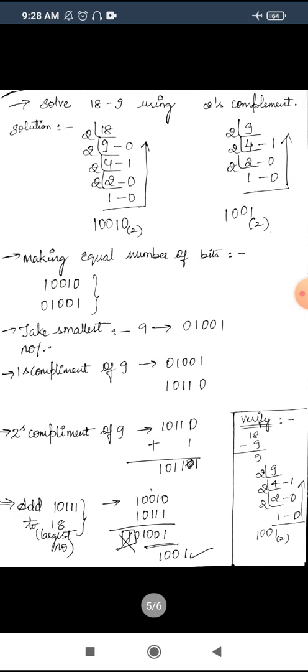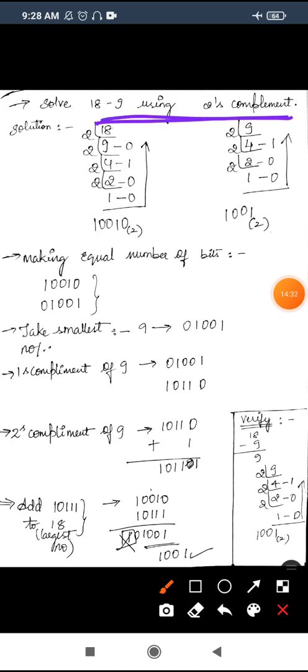Okay. So next you have to perform 18 minus 9, that is subtraction, using 2's complement. So for this question also you have to convert the given numbers 18 and 9 to binary numbers first. So by performing division of 18 you get the answer 10010. By performing division for 9 you will get the answer 1001.